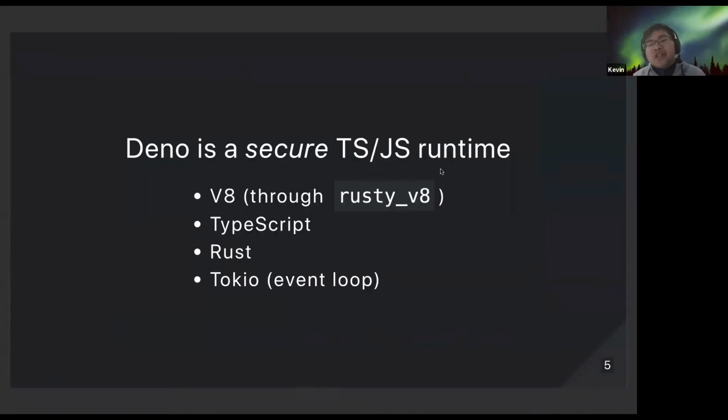Deno is a secure TypeScript and JS runtime, and it's built on technologies like V8. We're using it through something called Rusty V8, which I'll explain later on. We also use TypeScript and Rust. And we also use Tokio for doing the event loop instead of libuv of Node. Maybe you heard about it.